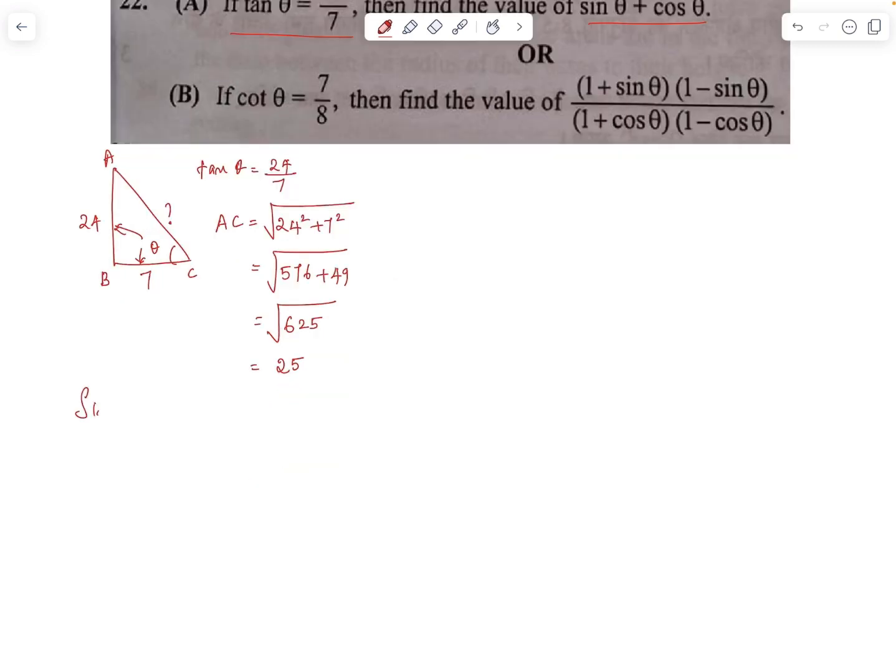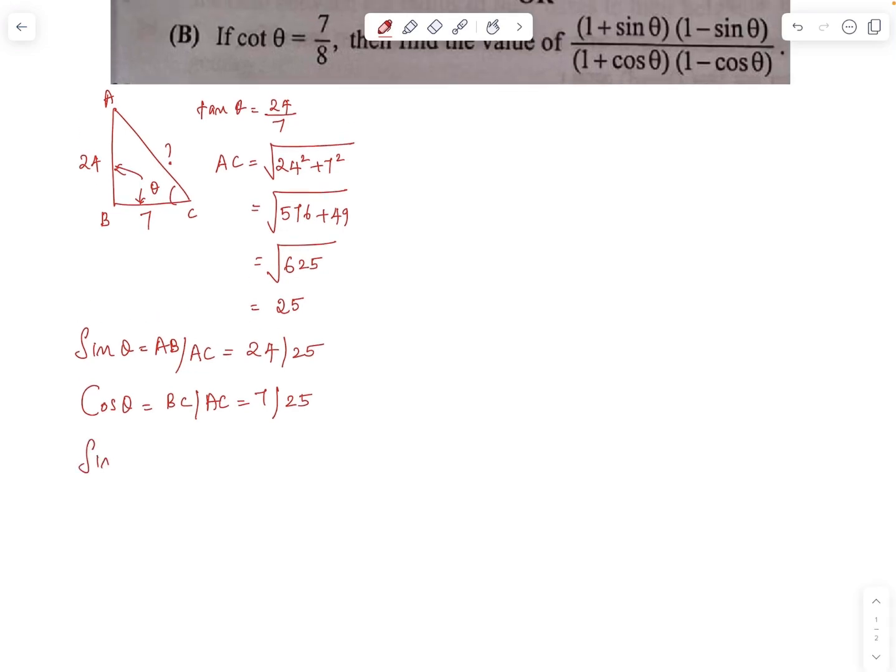From this we can get the value of sin theta. Sin theta is AB upon AC, which is 24 upon 25, and cos theta is BC upon AC, that is 7 upon 25. The sum of these two, sin theta plus cos theta, is the expression that we have to evaluate: 24 upon 25 plus 7 upon 25, which is equal to 31 upon 25.